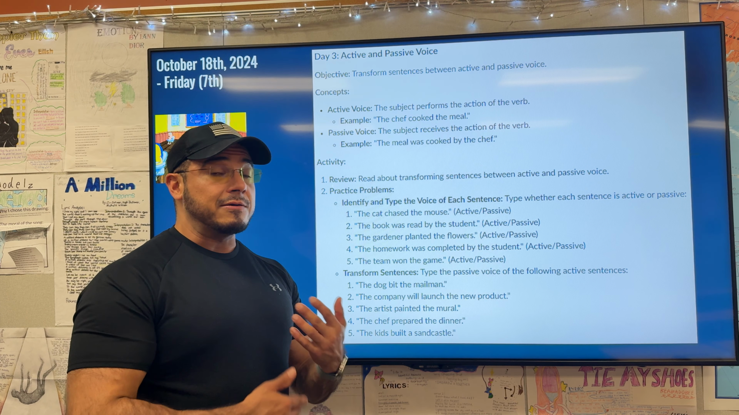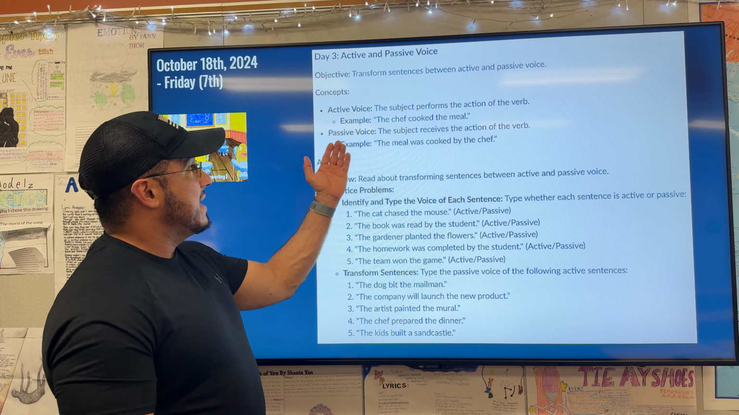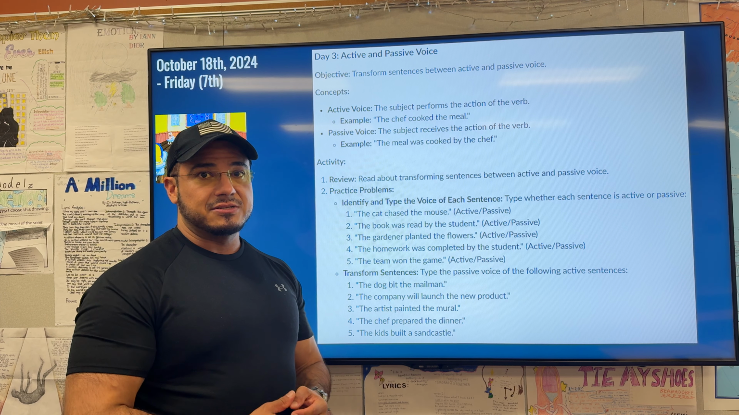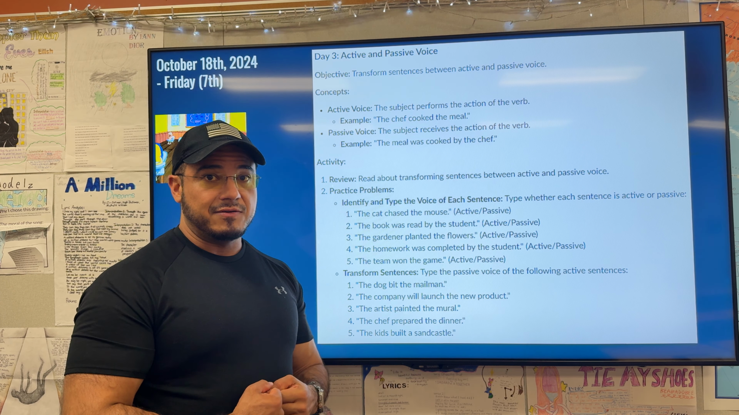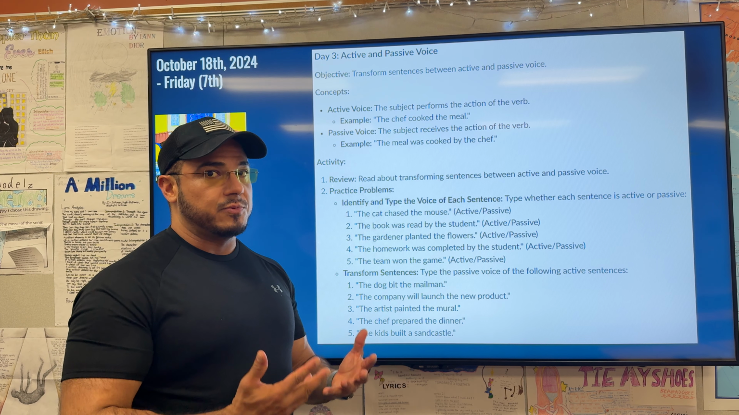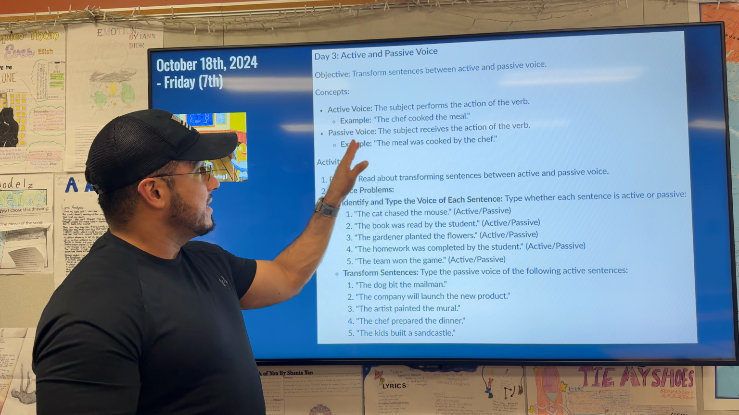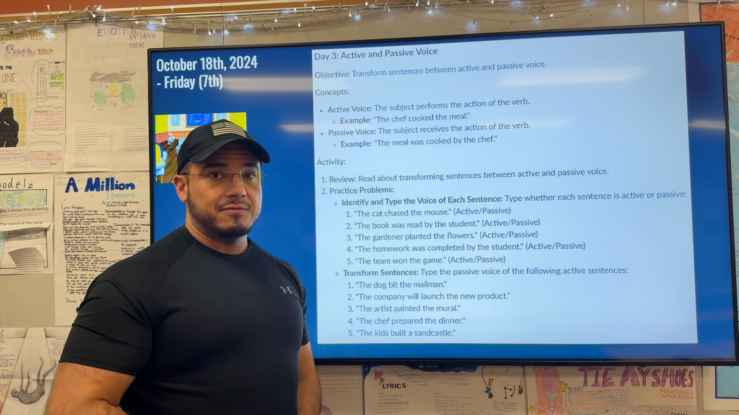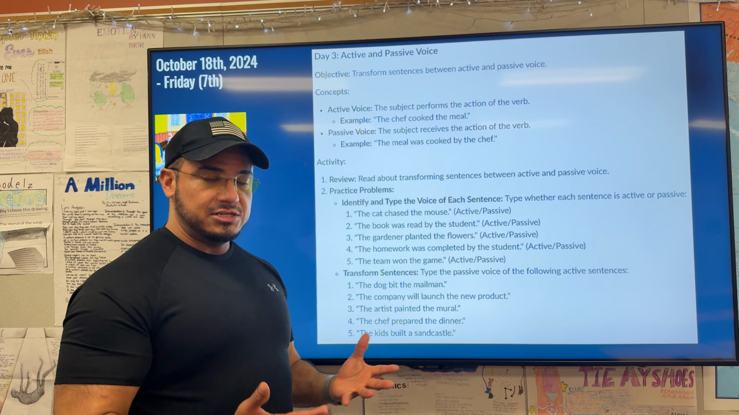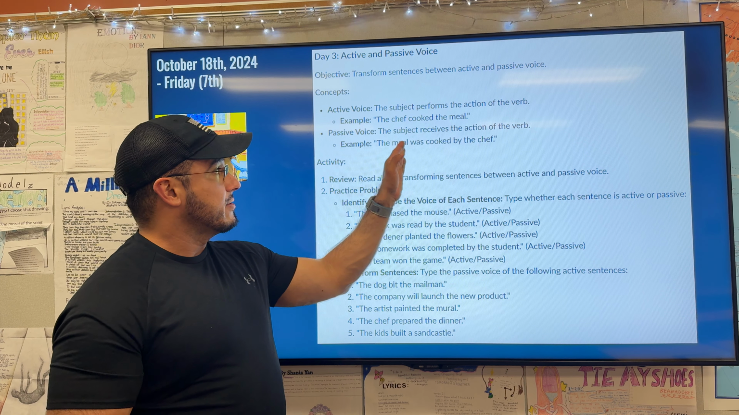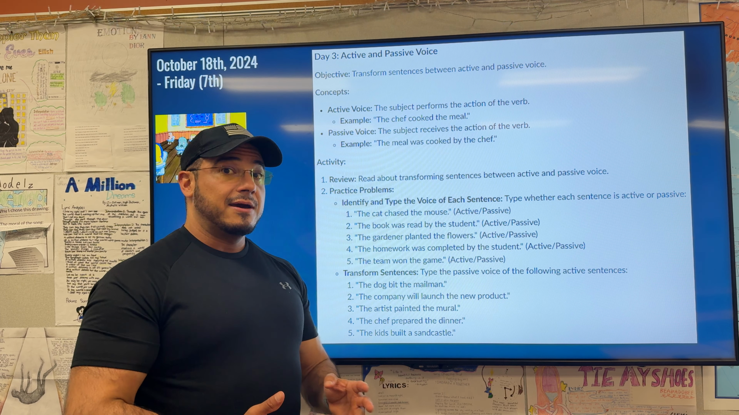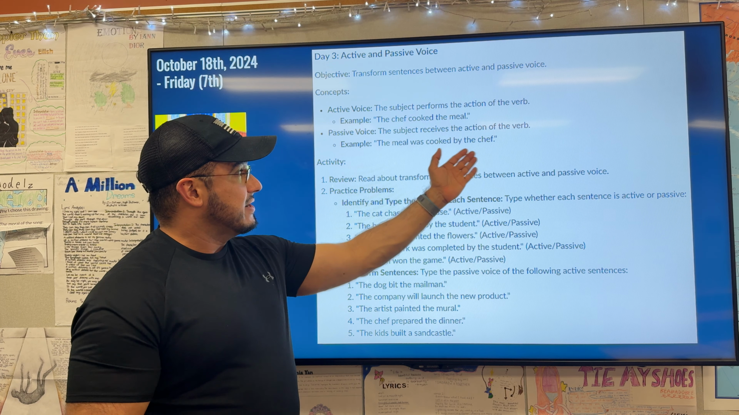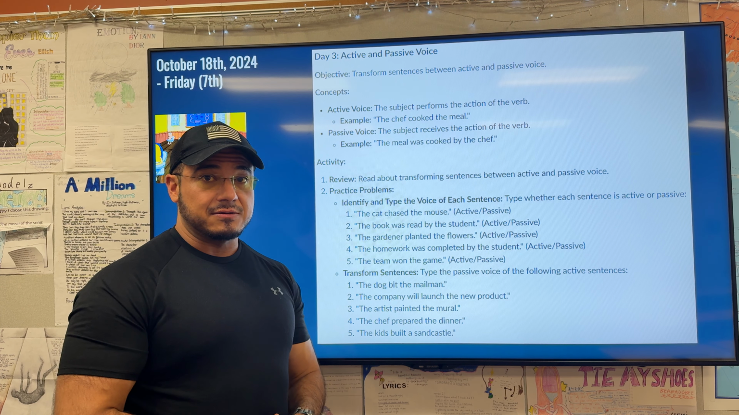However, a variant of the same sentence in a passive voice is one in which the true subject is the one receiving the action of the sentence as opposed to performing. So in the example for passive voice, we have the meal was cooked by the chef. Now here you logically understand that the chef is the one preparing the meal or having cooked the meal. However, in the case of this sentence, just given the construction of it, the chef receives the action.